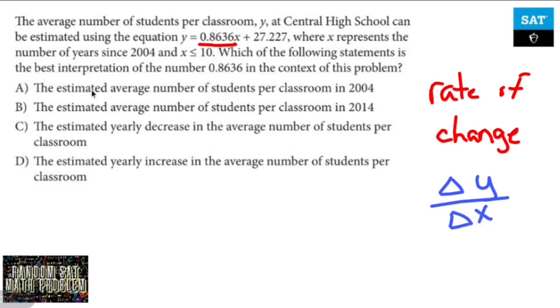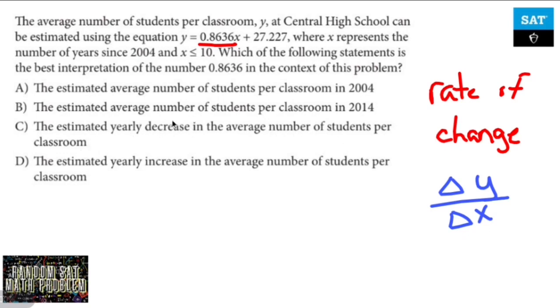So this number itself is not the average number of students per classroom. What A is saying is we are estimating that there are 0.86 kids in the classroom. No, what kind of class has 0.8 kids? So B doesn't make sense either, because B is saying that there's 0.8 kids in 2014. No. C mentions the estimated yearly decrease in the average number of students per classroom.